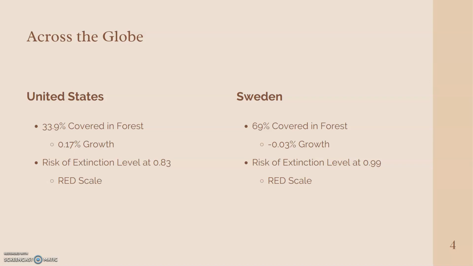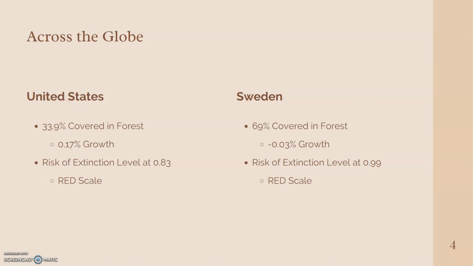And then across the globe, comparing two different countries, I chose the United States and Sweden. In the United States, 33.9% of the country is covered in forests, and there's only been about a 0.17% growth seen within the last year. That's a pretty small number to look at, and you see that there's not a lot happening there. And our risk of extinction level, based off the Red List scale, is a 0.83. So there is a little bit of a risk there.